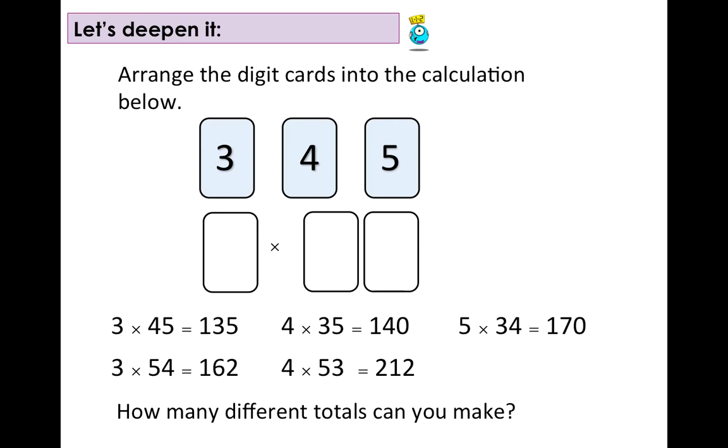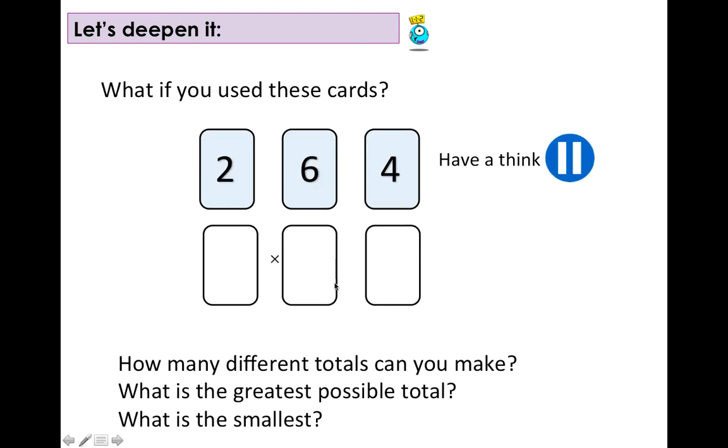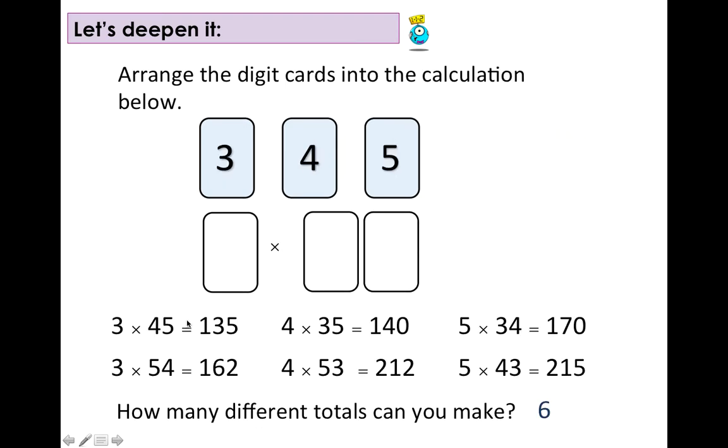And what would the last one be? That's right, 5 times 43 equals 215. So in total, I could make 6 different totals, 6 different calculations. Okay, now if I look at those numbers, I can see that the smallest total I can make is 135 and the largest total I can make is 215 because 135 is the smallest number and 215 is the biggest.